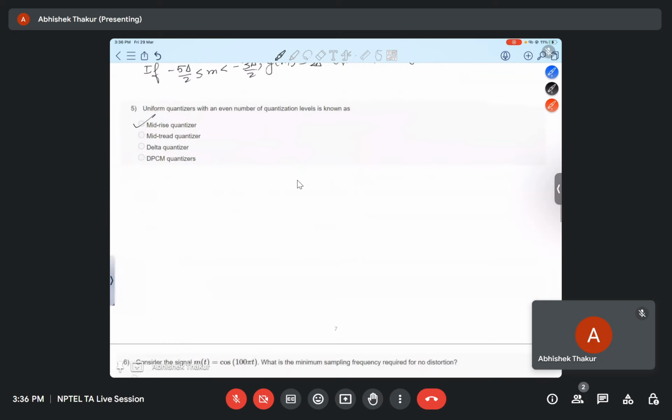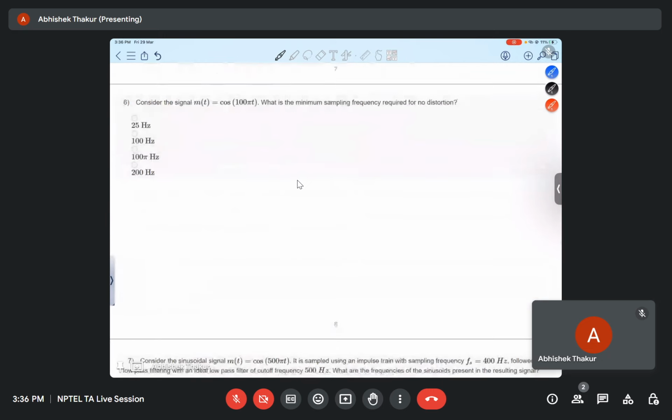So now we'll move on to question number 6. In question 6, it is given the message signal m(t) is equal to cos of 100 pi t. It is asking what is the minimum sampling frequency required for no distortion. Aliasing occurs when a message signal is sampled at less than the Nyquist rate. So when does aliasing occur? When the sampling frequency is less than the Nyquist rate, that is 2 fm.